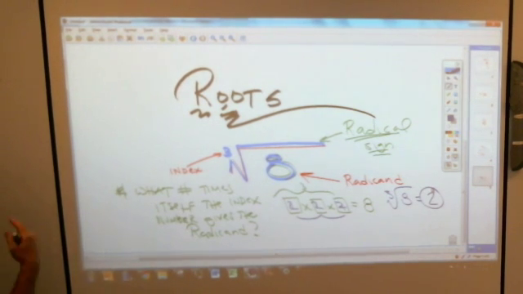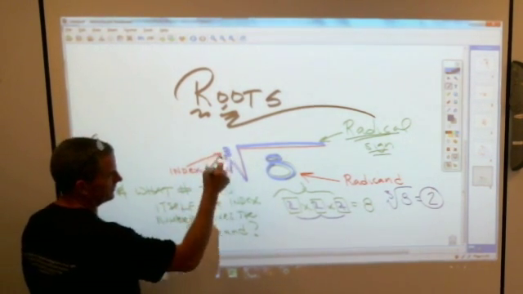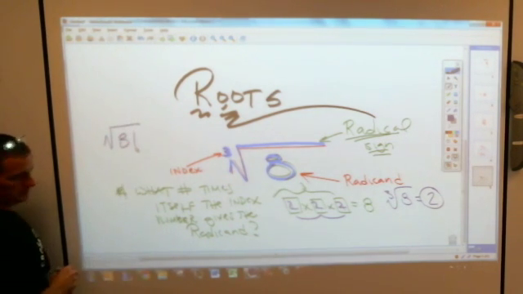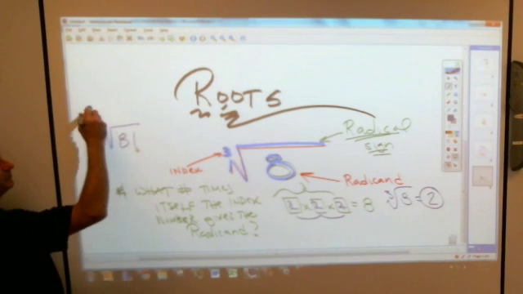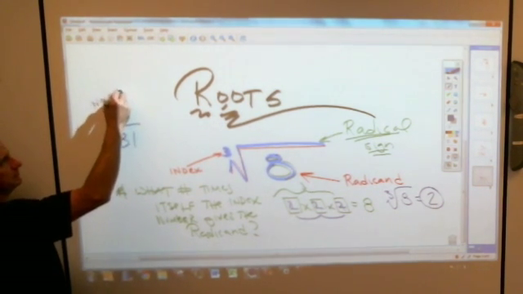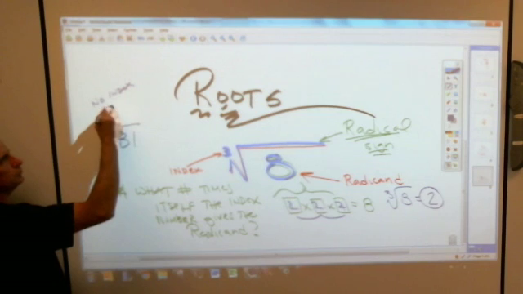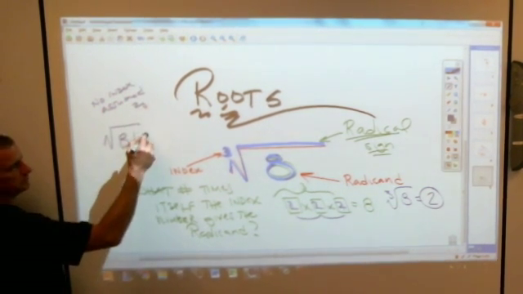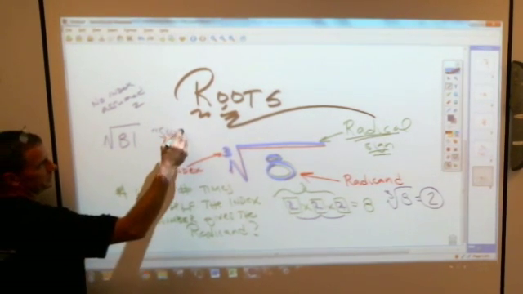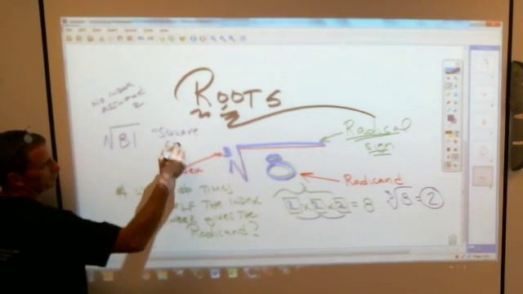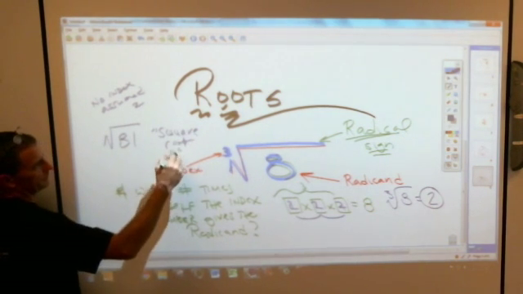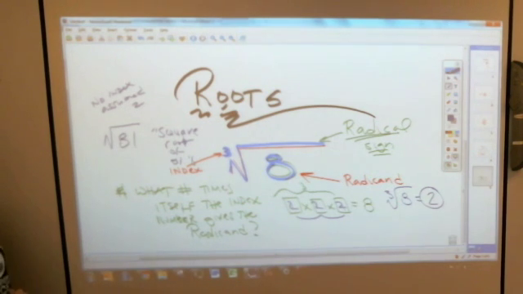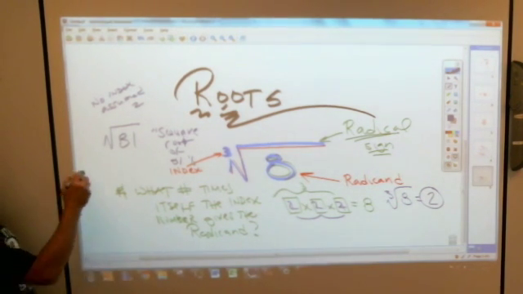Now, generally speaking, a lot of times there is no index number. For example, you just end up with this. Okay, when there is no index number, it's an assumed 2. It's the square root. The square root of 81. Which means what number times itself gives you 81.